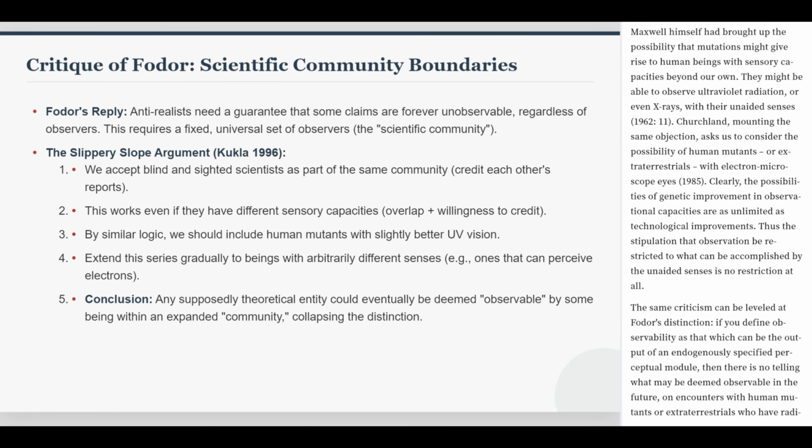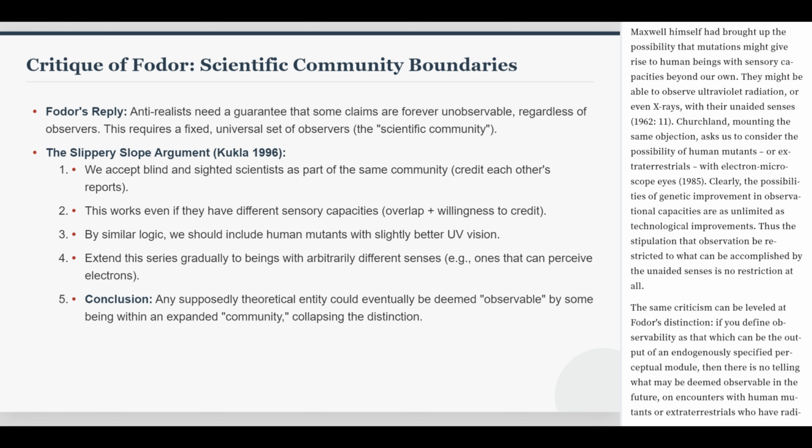Fodor tried to respond by talking about the scientific community. He argued that anti-realists need a guarantee that some claims are forever unobservable, regardless of who observes. This requires defining a fixed universal scientific community. But here, critics like Kukla pointed out a slippery slope. We readily accept blind scientists and sighted scientists as part of the same scientific community, right? They credit each other's reports, even though their sensory capacities differ.